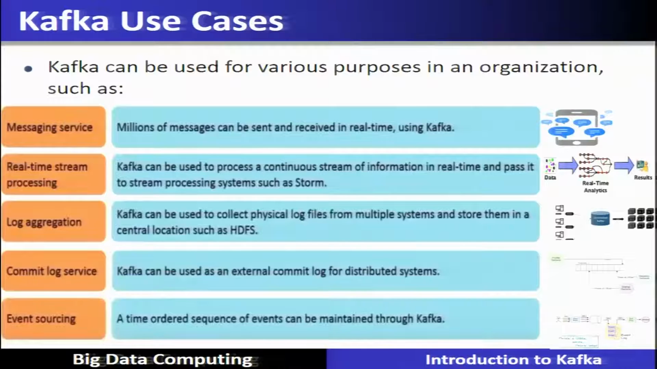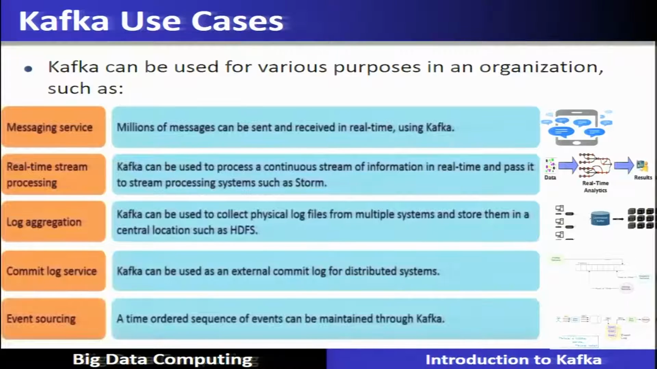So, let us see some of the use cases of Kafka. Kafka can be used for various purposes in the industries. Kafka can be used as a messaging service, that is, millions of messages can be sent and received in real time using Kafka. Real time stream processing, that means Kafka can be used to process a continuous stream of information in real time and pass it to a stream processing system such as Storm.